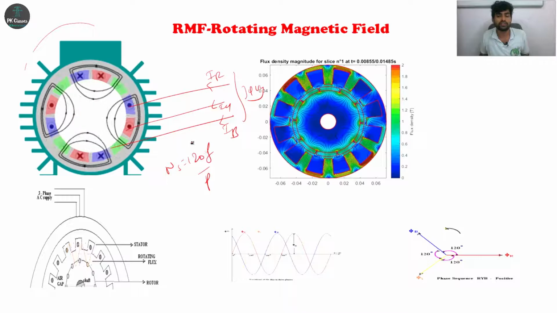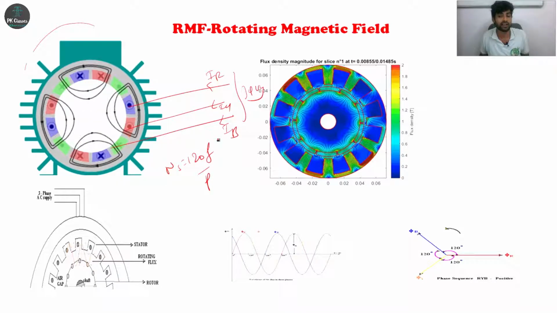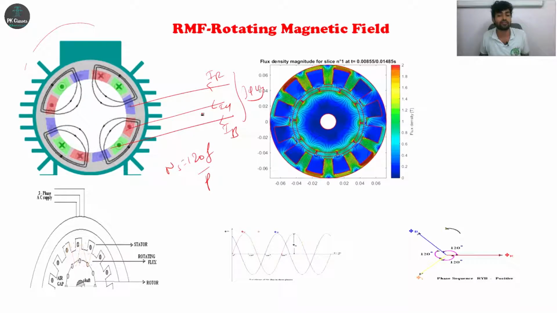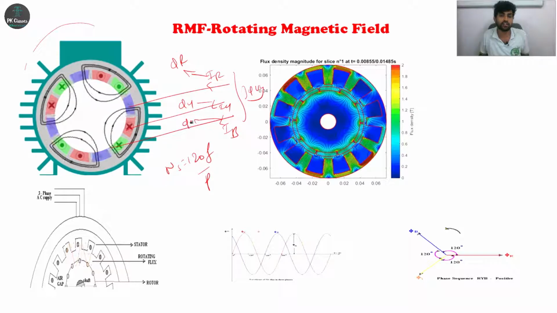See, 120 is the phase angle. All the conductors are placed 120 degrees apart from each other. I mean the R conductor, Y conductor, B conductor, produce flux also 120 degrees apart from each other. That is phi R, phi Y, phi B. This IR produces phi R, and an IY produces phi Y, and an IB produces phi B.